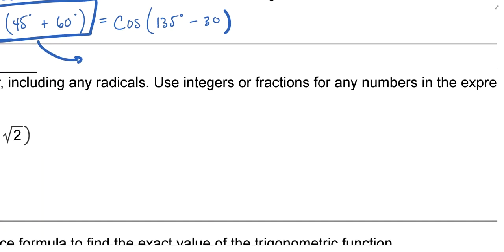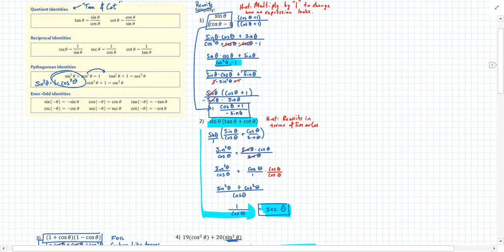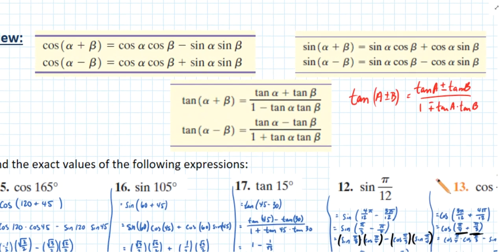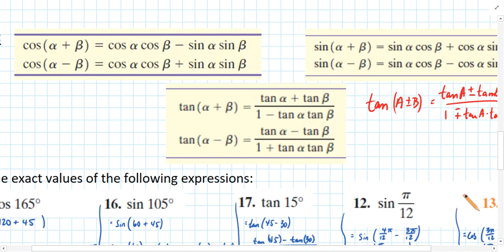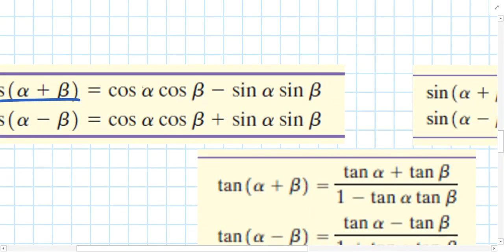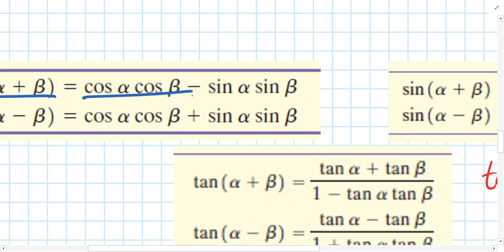Now, if you've forgotten your sum or difference identities, make sure you go back to the handout on day 53, 54. That's when we got into our sum and difference rules. And here we go for cosine. The sum identity for cosine is cosine alpha times cosine beta minus sine alpha times sine beta.